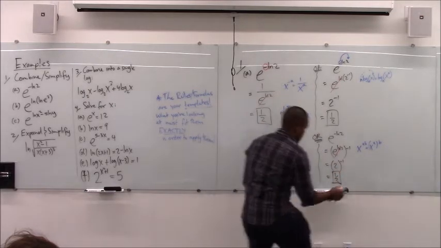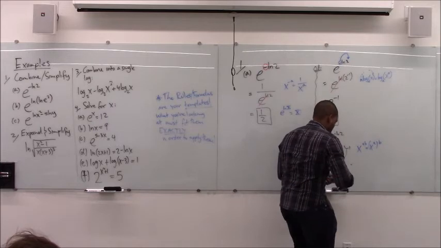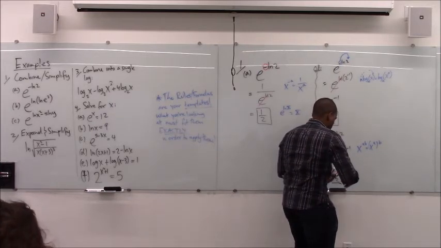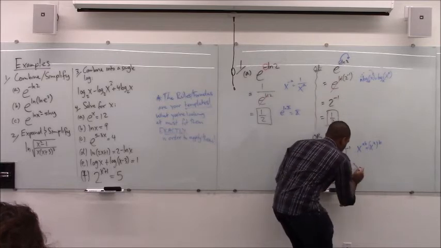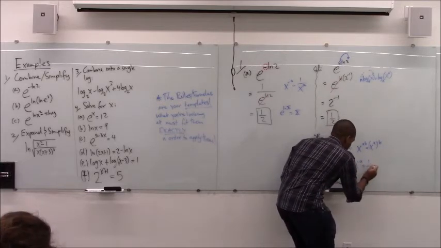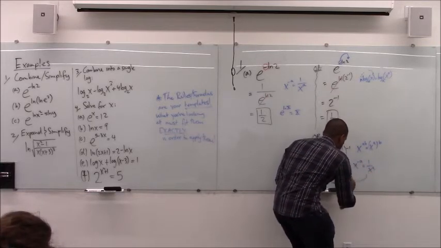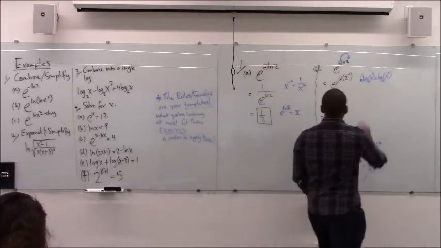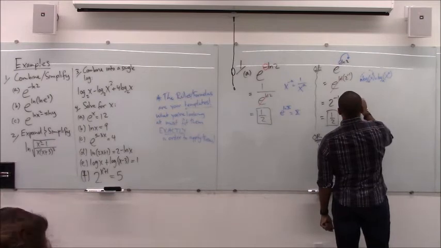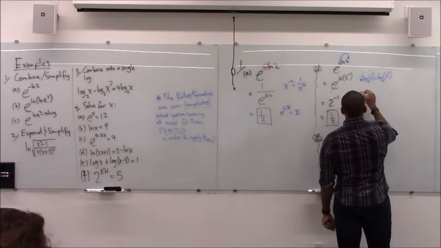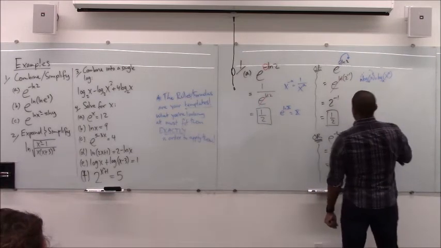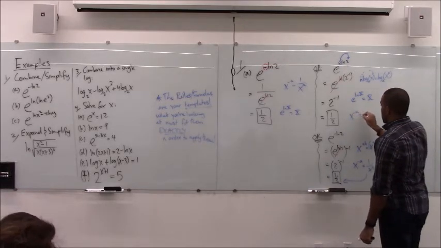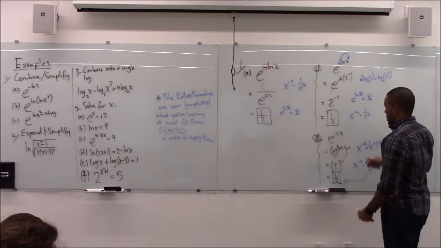And why is that equal to 1/2? Because there's a rule that says x to the minus 8 is equal to 1 over x to the 8. And that brings me here. The rule that I applied here was that e to the ln of anything is just the thing. And the rule that I applied here was that x to the minus a is 1 over x to the a.